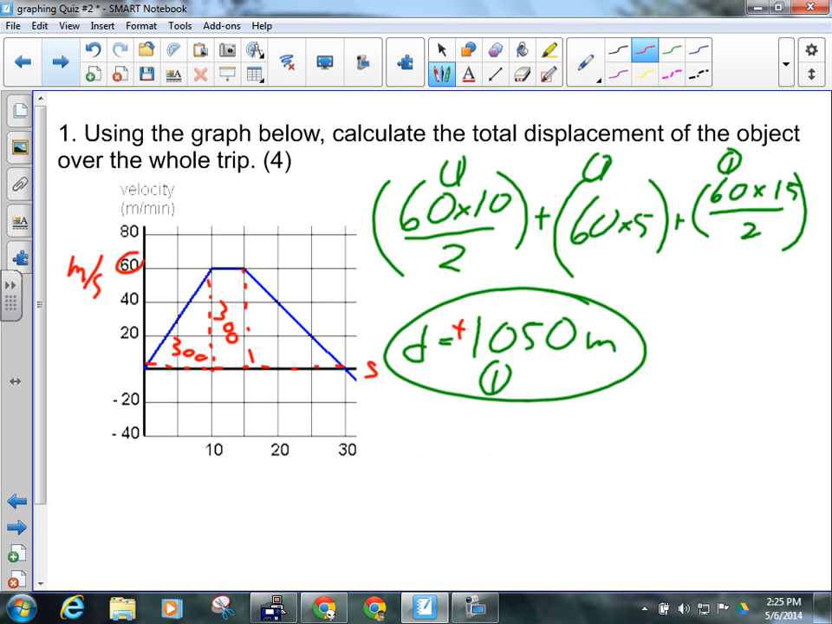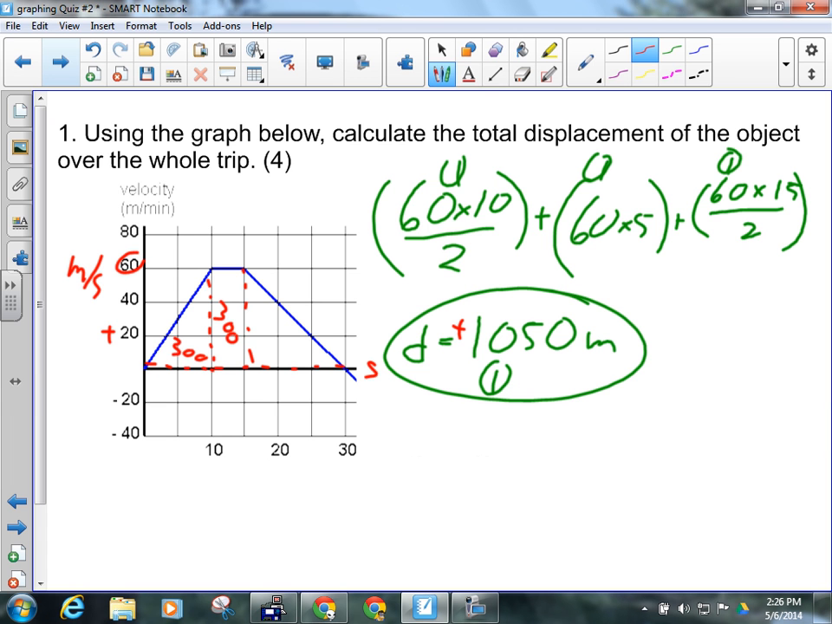If they have some area calculations, you can give them 1 mark for each area calculation, and then 1 mark for the final answer, 1,050 meters. And that should be positive, but I'll let it go if it doesn't have the positive on because the graph didn't have positives on it. Questions on that one?